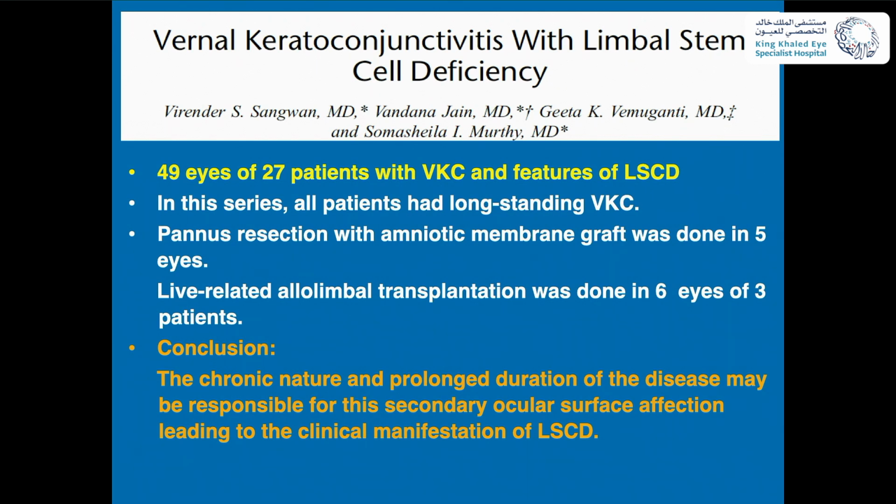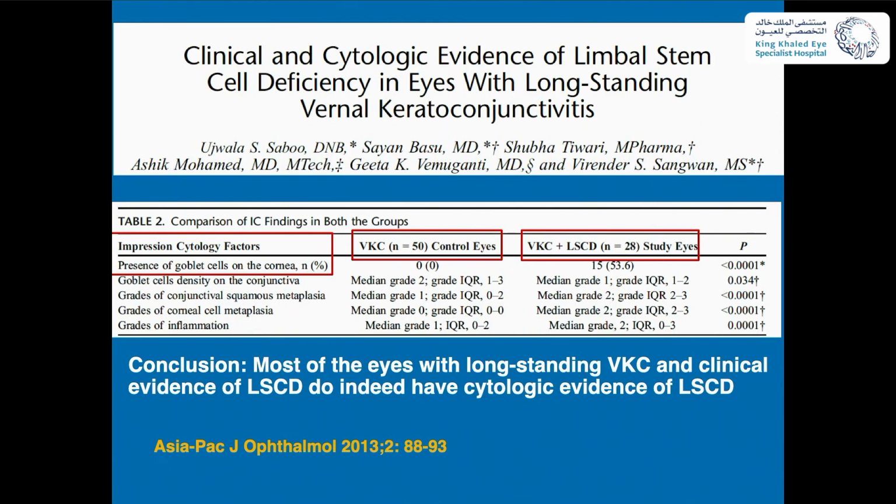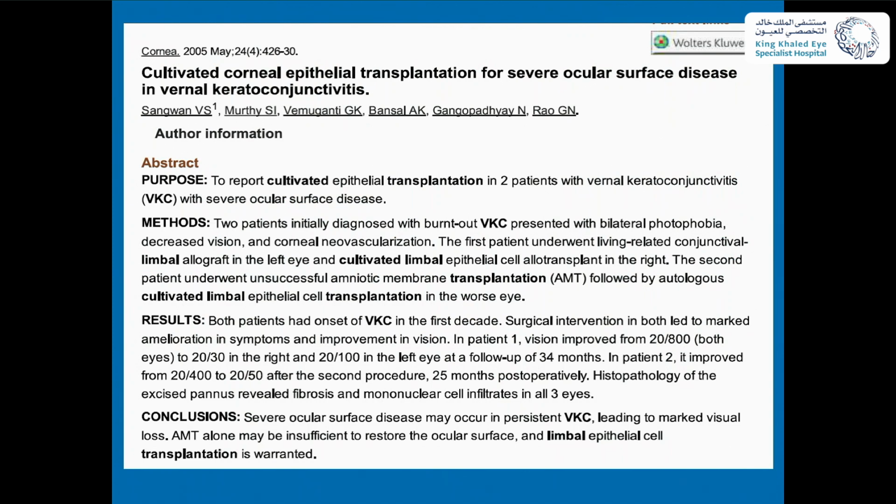Then further we studied the stem cell deficiency in these patients, and we tried to understand why this happens. So the postulation is that because you have such severe toxic inflammatory mediators, loss of goblet cells, conjunctival scarring, SPKs, and limbal dysfunction. Then another student thesis was to document the cytological and clinical evidence of LSCD in patients with VKC. And this paper was published. We could show that what we are seeing clinically is also supported cytologically.